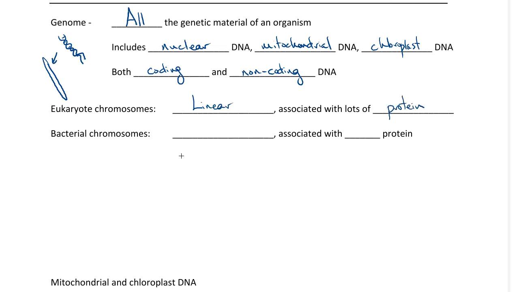In contrast, bacterial chromosomes are circular. So this is a bit of a bunched up circle, and they're associated with less protein. It's not the case that they have no protein, but it's not as complex, it seems, as in eukaryotic chromosomes.